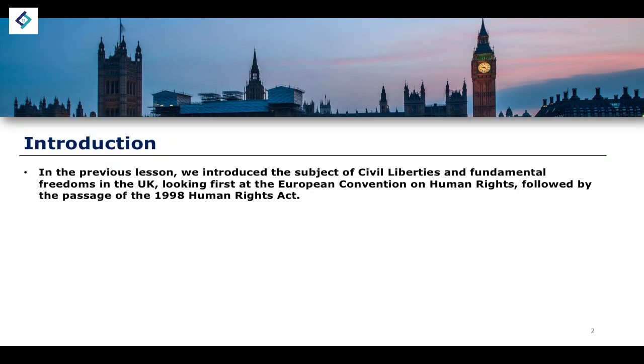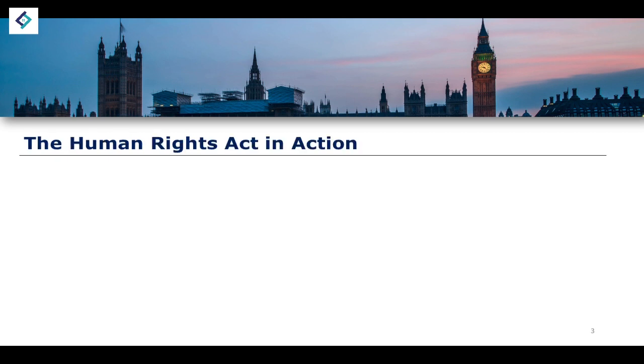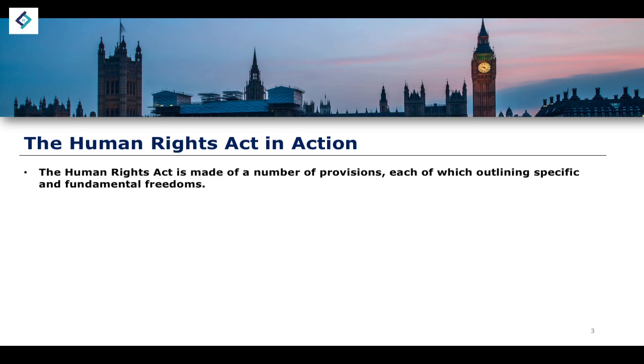So, like I mentioned, the last lesson introduced the subject of civil liberties, looking first at the European Convention on Human Rights, which the UK has been a member of since the 1950s, followed by the passage of the 1998 Human Rights Act. This lesson is going to examine the Human Rights Act in a little bit more detail and then talk about some other cases under the Human Rights Act, as well as the Freedom of Information Act. So let's think about the Human Rights Act in action. How has it been applied? What kind of cases have been brought under the Human Rights Act?